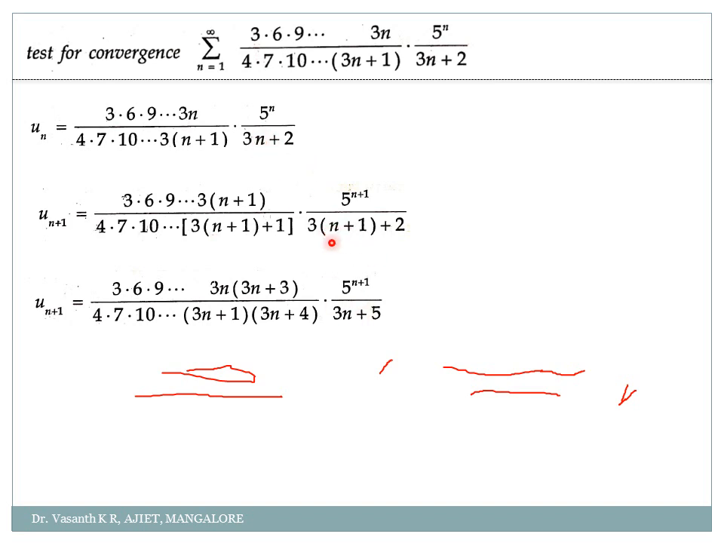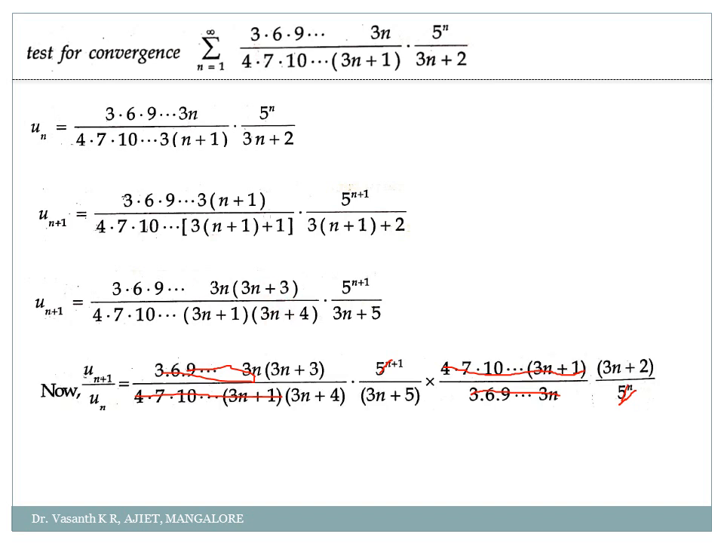So 3n plus 3, 3 plus 2 will be 5. This is an intermediate step, okay? Just to write this, I am using this, that's it. So un plus 1 means first the un term should be there, and then it's the n plus 1th term. See, this is your n plus 1th term. 3n plus 3 and 3n plus 4 is your n plus 1th term. Okay. Next, un plus 1 divided by un you do.